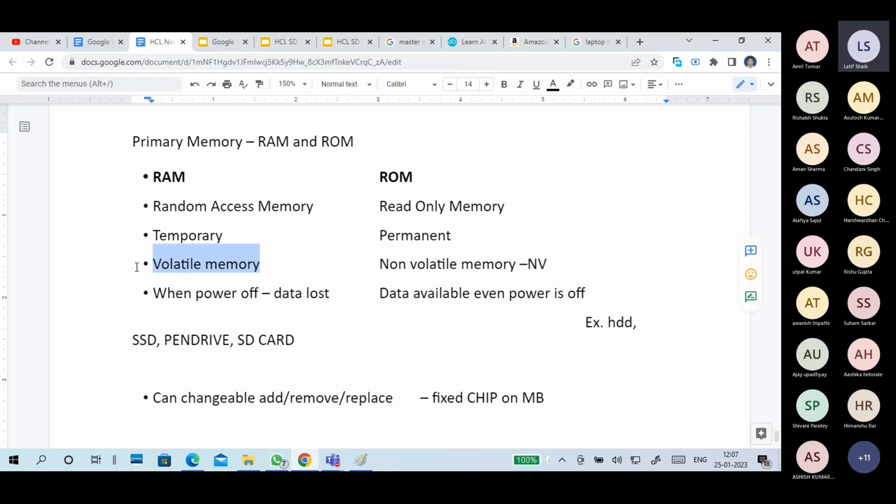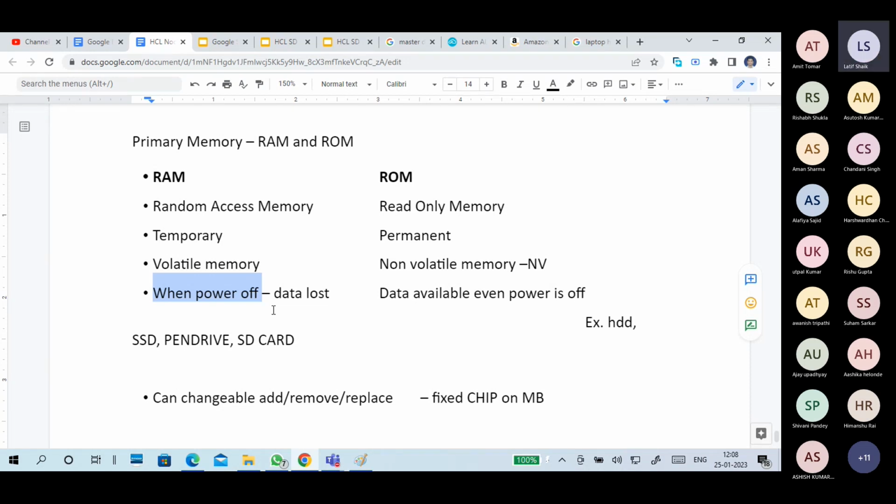RAM is a volatile memory. ROM is a non-volatile memory. What is a volatile memory? When you turn off your system, the data in the RAM will be lost. Whenever the power supply is off, automatically the data in the volatile memory device is gone.